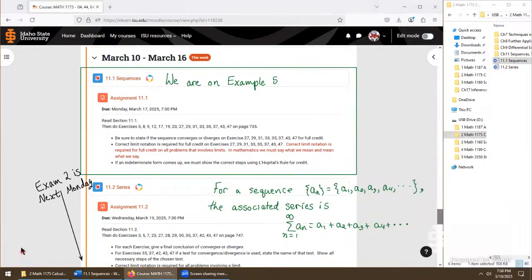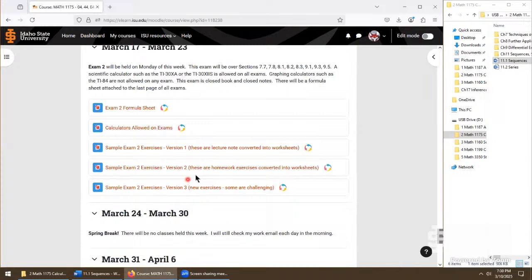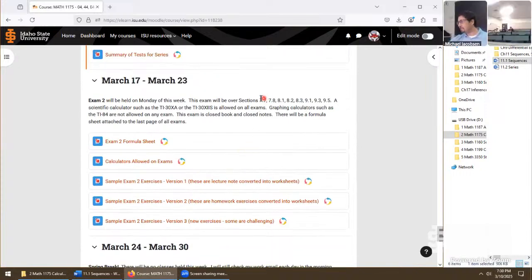Okay, well, the big announcement is that we have an exam coming up. It's next Monday, so the information has been made official. The exam is going to start in 7.7. This is approximate integration, trapezoid rule, Simpson's rule, that kind of stuff. 7.8 is going to be improper integrals, either type 1 or type 2.